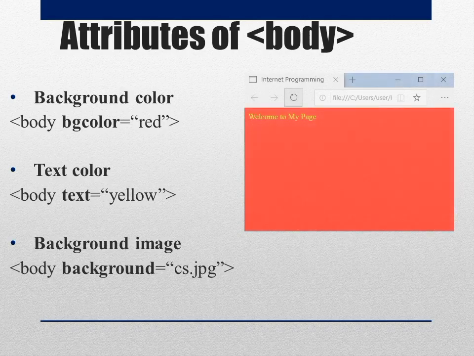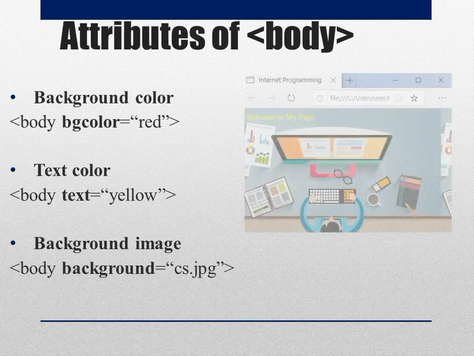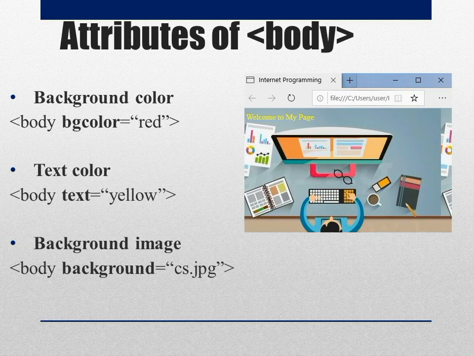If you want to add a background image to your browser window, then you can write body background equal to your picture name .jpg or .jpeg or .png. Here jpeg, jpg or png are the extension of your picture file. So your output will be looking like this.